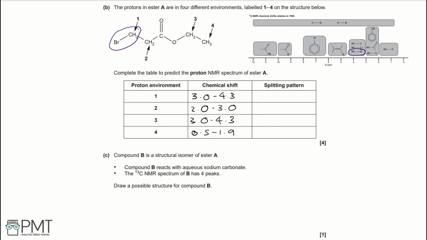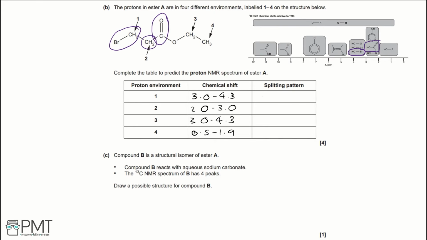So then if we look at proton environment number 2, we have our CH2 group connected to our carbonyl group, or our C doubly bonded to an oxygen group. So that means we're going to be looking at our CH-C double bond O group, and that falls between 2.0 and 3.0 on our proton NMR chemical shift data sheet, which is what we've written in our table. We've written 2.0 to 3.0 for proton environment number 2.